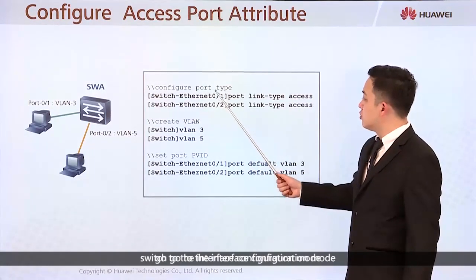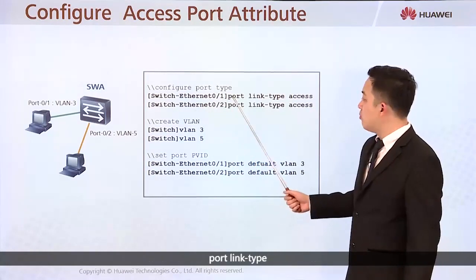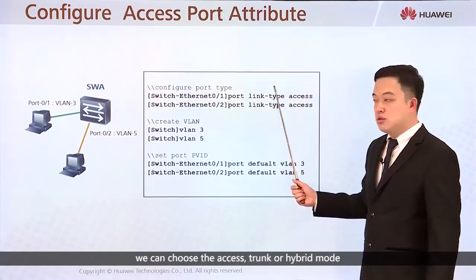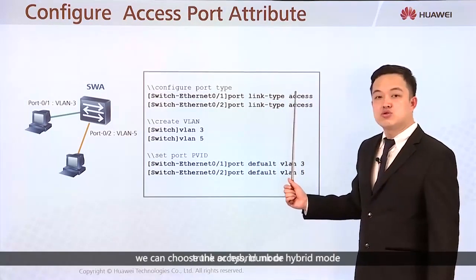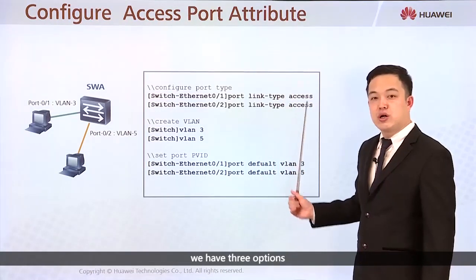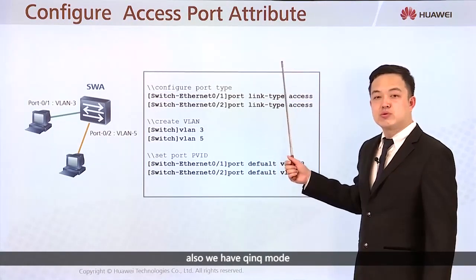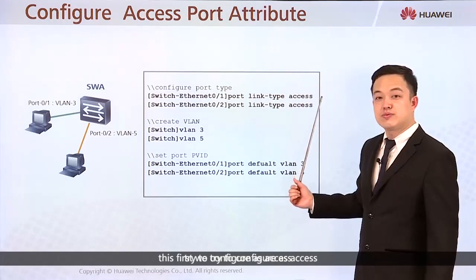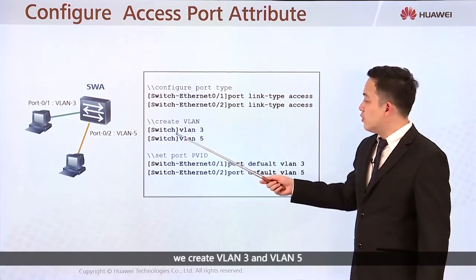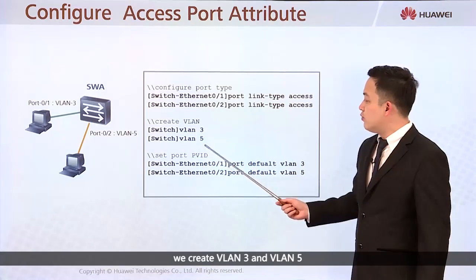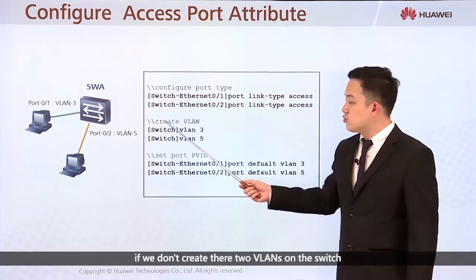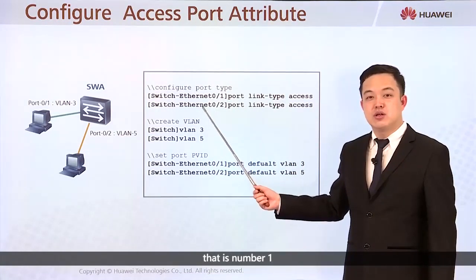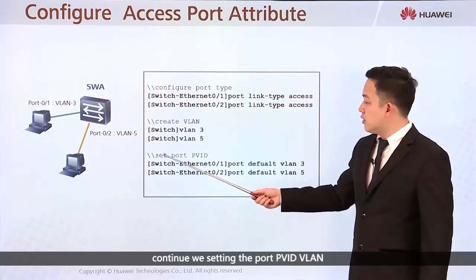On the switch, go to the interface configuration mode. Port link type: we can choose access, trunk, or hybrid mode. We have three options, and maybe also a Q-in-Q mode. First we configure it as access. Create VLAN 3 and VLAN 5. If we don't create these two VLANs on the switch, we only have one VLAN. That is number one. Okay, continue.